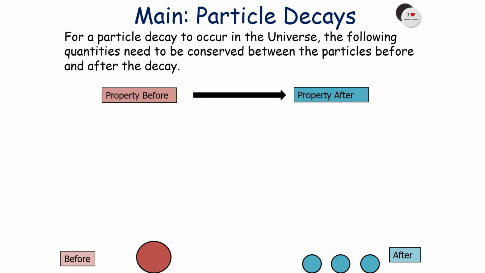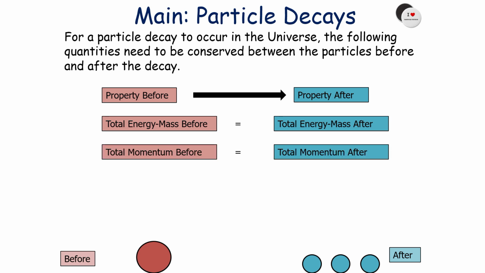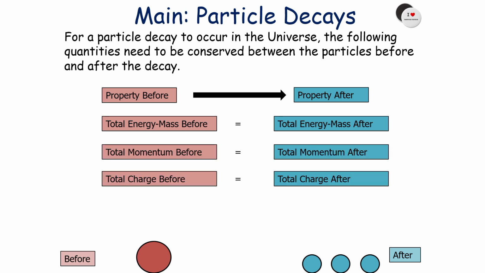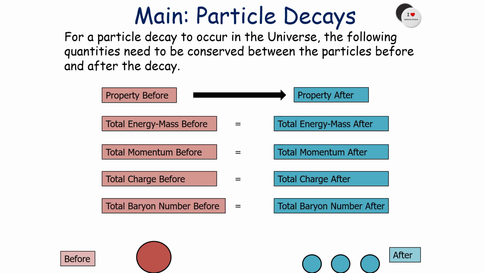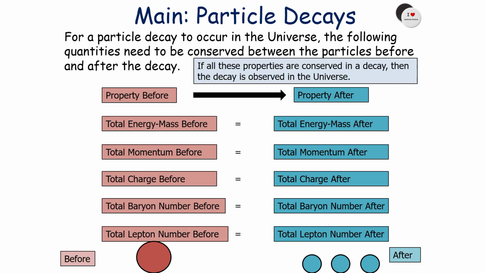So for a particle decay to occur in the universe, the following quantities need to be conserved between the particles before and after the decay. You've got the same total energy-mass before and after, the total momentum before and after, the total charge before and after, the total baryon number before and after, and the total lepton number before and after. If all of these properties are conserved in the decay, then the decay is observed in the universe.